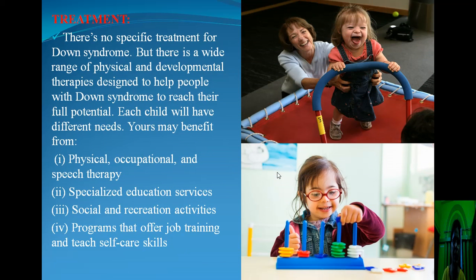Next come to the treatment. There is no specific treatment for Down syndrome, but there is a wide range of physical and developmental therapies designed to help people with Down syndrome reach their full potential. Each child will have different needs. Yours may benefit from physical, occupational, and speech therapy, specialized education services, social and recreation activities, and programs that offer job training and teach self-care skills. These help improve the condition of Down syndrome.